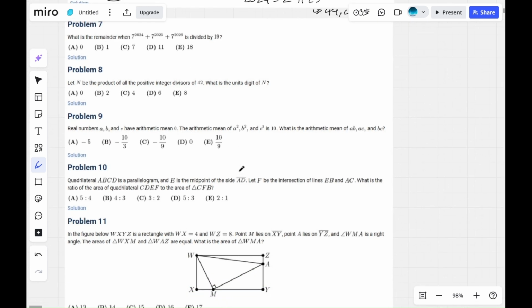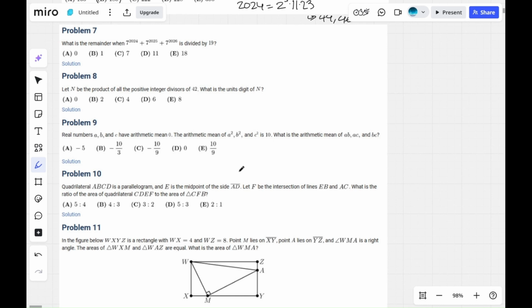Okay. Problem 7. What is the remainder when this is divided by 19? 7 to the 2024, we can factor this. So we can factor 7 to the 2024 out. So this is 7 to the 2024 times 1 plus 7 plus 49. And this is 57, which is equal to 3 times 19.